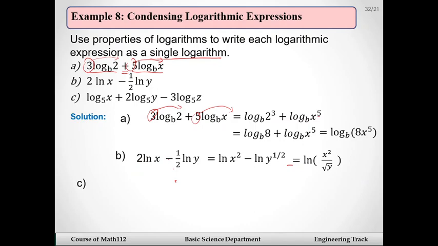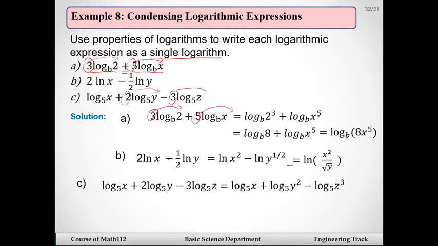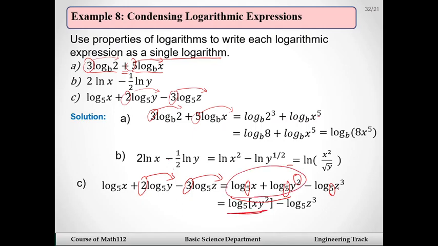And let's do the last one. You can bring the coefficients as powers inside. So the 2 will go inside, so it will be squared, and the 3 will go inside, and it will be z cubed. And now the bases are the same, so we can combine these two as multiplication, and you can divide it by z cubed. You combine these two, multiply the terms inside the logarithm, and this is subtraction, so we can write it as division inside. So this one divided by this, so this is one single logarithm.